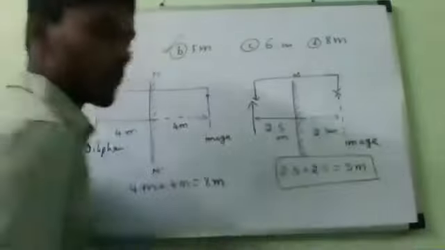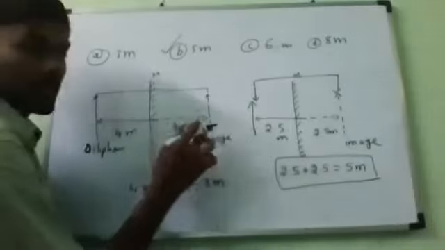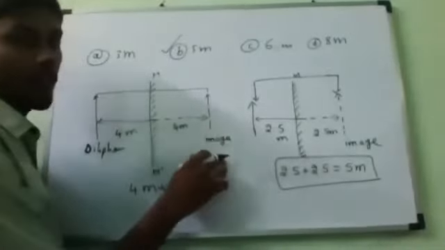No, sir, not that one. After finding 8 meters, we will do one step before doing 2.5 plus 2.5. We'll move forward now. Before, he is at 4 meters. Before, his image is 4 meters away from the mirror.